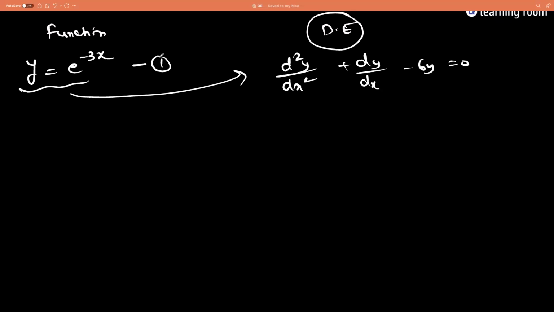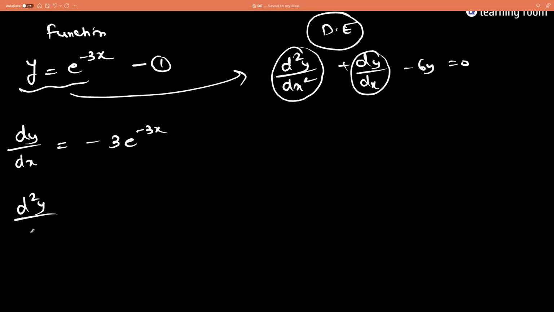So in this exercise, whatever function they give you, first step, take it as 1. Then you have dy by dx, differentiated. So dy by dx is equal to minus 3 e power minus 3x. Since you have d square y by dx square, differentiate again. d square y by dx square is equal to minus 9, or sorry, plus 9 e power minus 3x.